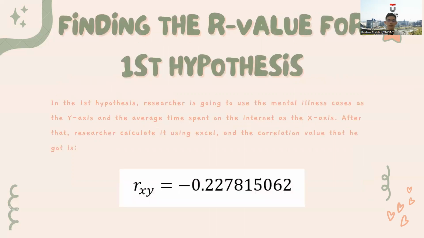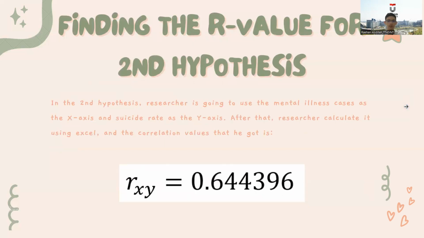First things first, we're going to find the first R for the first hypothesis. In this hypothesis, we got R equal to minus 0.2, which is really low. Here, we compare the mental illness cases as the y-axis and the average time on the internet as the x-axis. Next, for the second hypothesis, or the second R value, we're using the mental illness cases as the x-axis and the suicide rate as the y-axis. And we got quite a high R, which is 0.64.